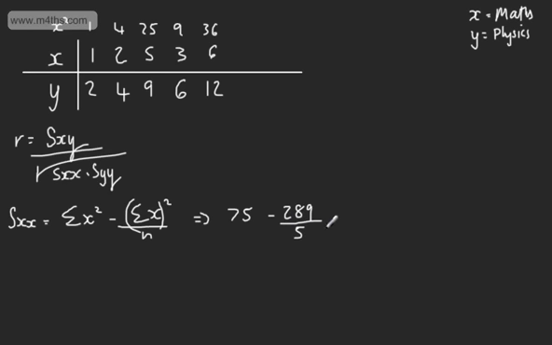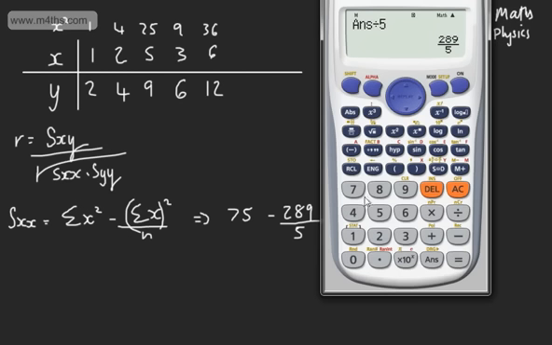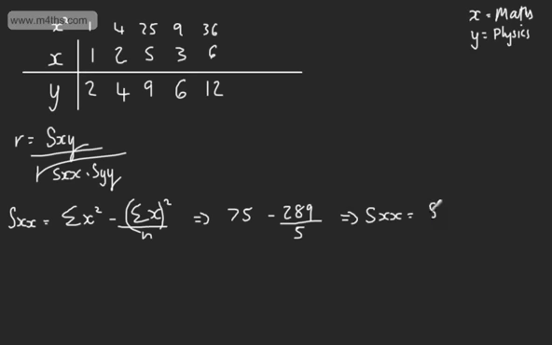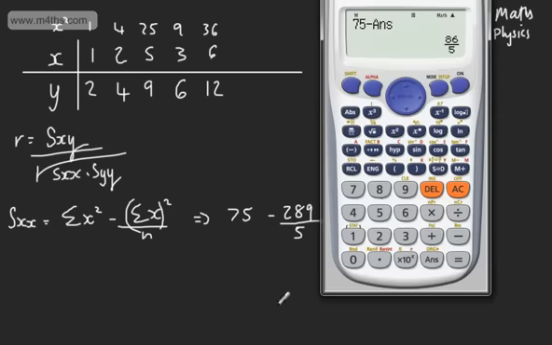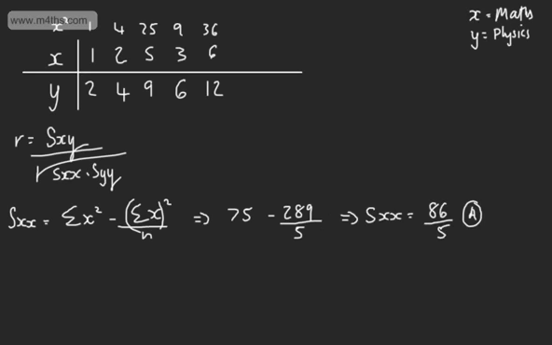So let's see what that's going to give me then. What do we have? We can say therefore SXX is going to be equal to, and I will store this in the calculator, 75 minus my answer. So that's going to give me 86 over 5, and we'll store this in as A. I like to write it if I'm doing this formally in pencil now, so shift store A. Again, it's an easy enough value to write in the calculator.